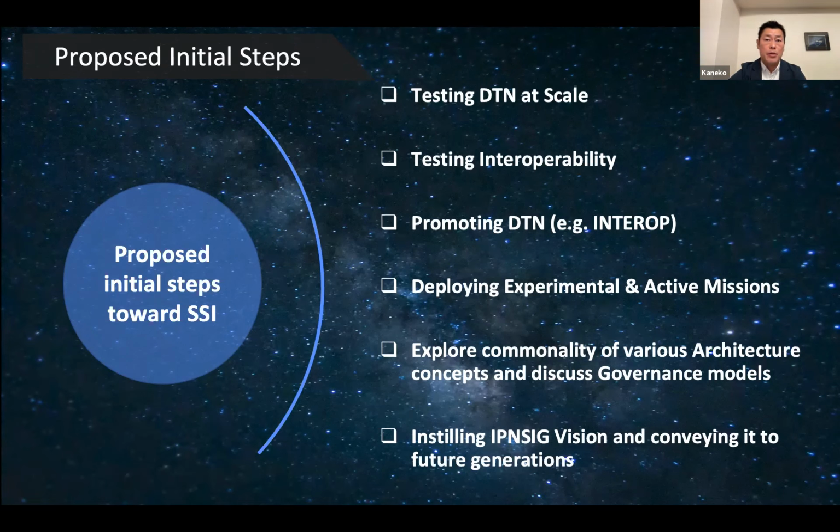The fourth pillar is about deploying experimental and active missions to demonstrate DTN in space. And the fifth pillar is to explore a well-functioning and healthy governance model that would support the development and evolution of the SSI. That's exactly why IPN-SIG has set up the architecture and governance working group, which I will talk about in a moment.